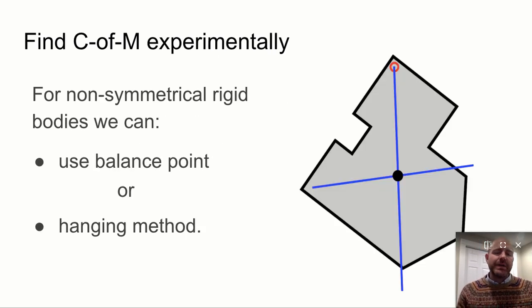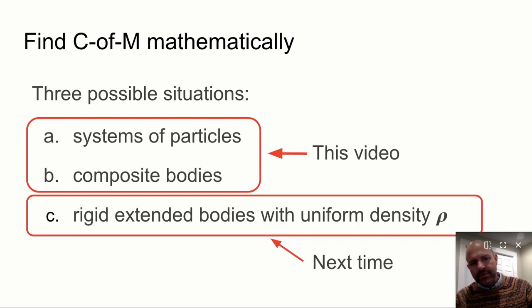If you have something strangely shaped like this, maybe it's a barn, I don't know. One thing you can do is you can actually just hang it from various points and draw a line straight down, and where all those lines intersect, that would be the center of mass. Or you can repeatedly move it around on your finger until you find the point at which it balances.